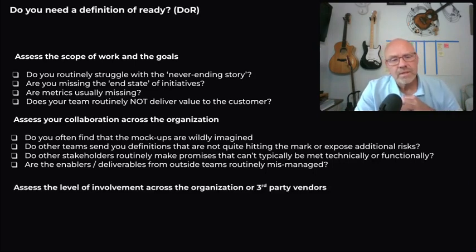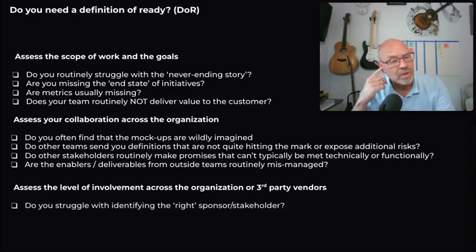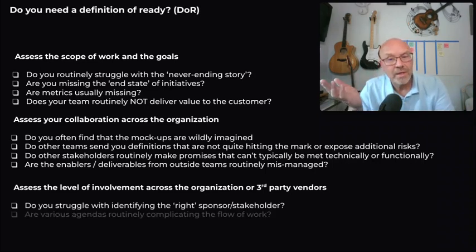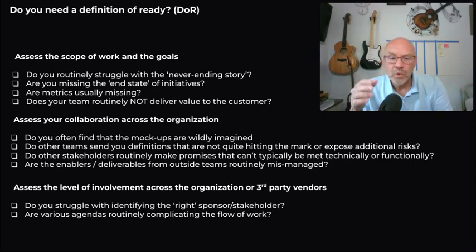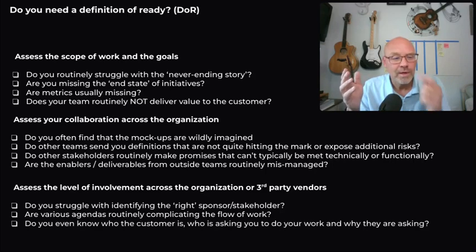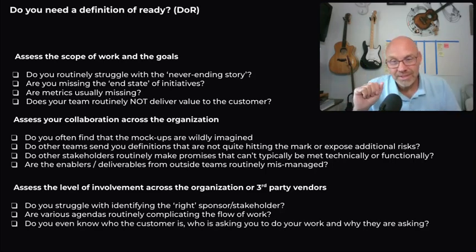And then finally, let's look at the level of involvement across the organization from third party vendors, and even involvement internally from external contributors to our team, right? Let's look at that and kind of make an assessment here. Do we struggle identifying the right sponsor or the stakeholder? Do we have multiple agendas that are routinely complicating the flow of work? And do we even know who our customer is? Ugh, I don't know. That's kind of scary, right? We don't know who our customer is and who's asking for it. Then why are we even in this, right?